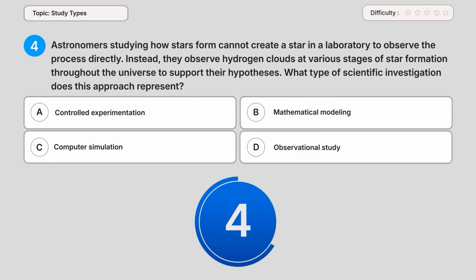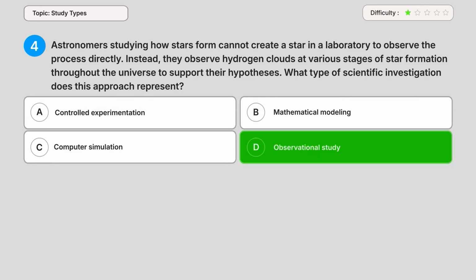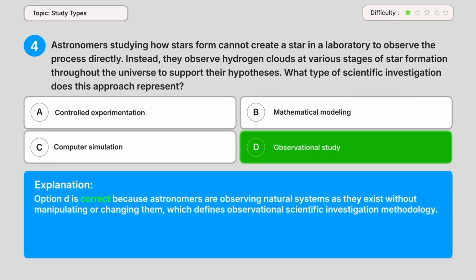What do you think is the answer? Correct answer, D. Observational study. Explanation: option D is correct because astronomers are observing natural systems as they exist without manipulating or changing them, which defines observational scientific investigation methodology.